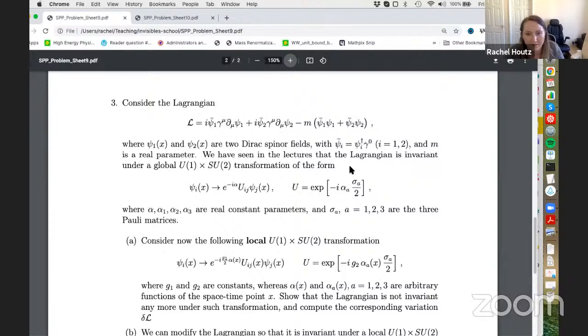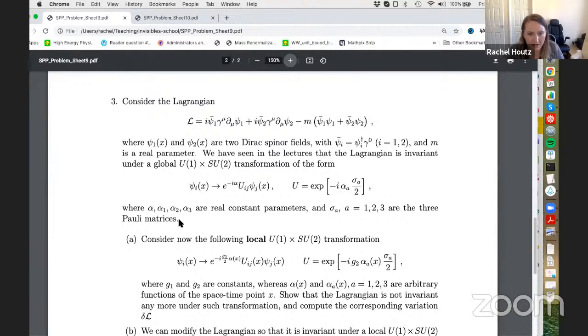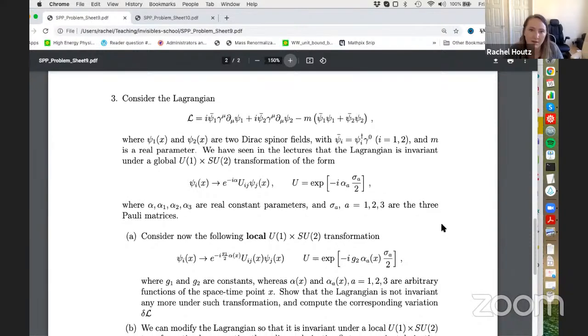And then the U_ij is described by an exponential of minus i times some parameter alpha, and then a Pauli matrix, sigma_a divided by 2. And it's actually a sum over all the Pauli matrices. And so you see that alpha, alpha 1, alpha 2, alpha 3 are real parameters that are constant, and then the sigma_a are the Pauli matrices.